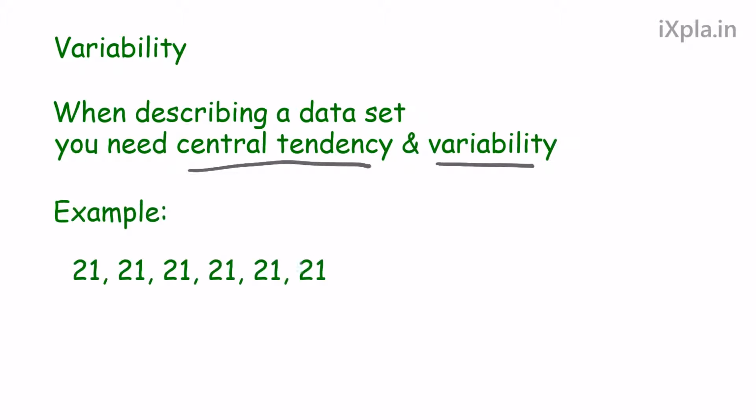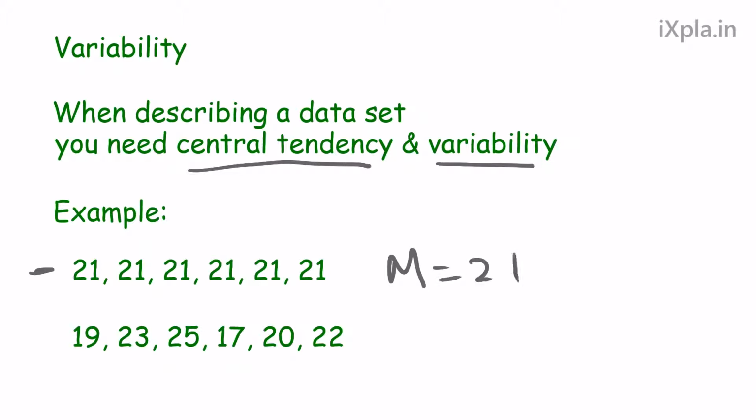Now, here's an example of why variability is an important characteristic. Here I have two data sets. The first data set right here has no variability. Its mean is equal to 21. And the second data set has quite a bit more variability. Its mean is also equal to 21.